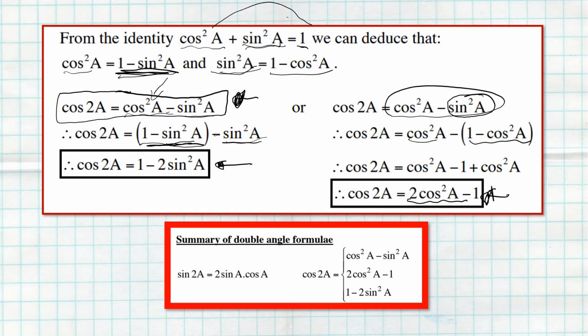So here's the summary, the final thing that we can conclude. The summary of the double angle formulas is that sine 2a is the same as 2 sine a cos a. Don't forget, right? The one for cos 2a can produce 3 formulas. The standard one is cos squared a minus sine squared a, right? It can also be written as 2 cos squared a minus 1, or it can also be written as 1 minus 2 sine squared a. And those are the double angle formulas that you need to know.